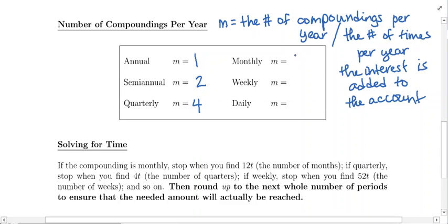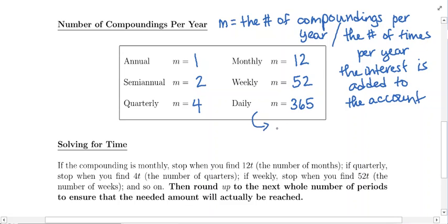Monthly, there are 12 months in a year, so M would be 12 in that case. Weekly is going to be 52 weeks in a year. Okay, daily was that interesting one. Remember, with simple interest, we used 360, and you were specifically told that. Otherwise, you can use 365 because we're used to 365 days in a year. Okay, so for our M value, we'll go ahead and assume M is 365.